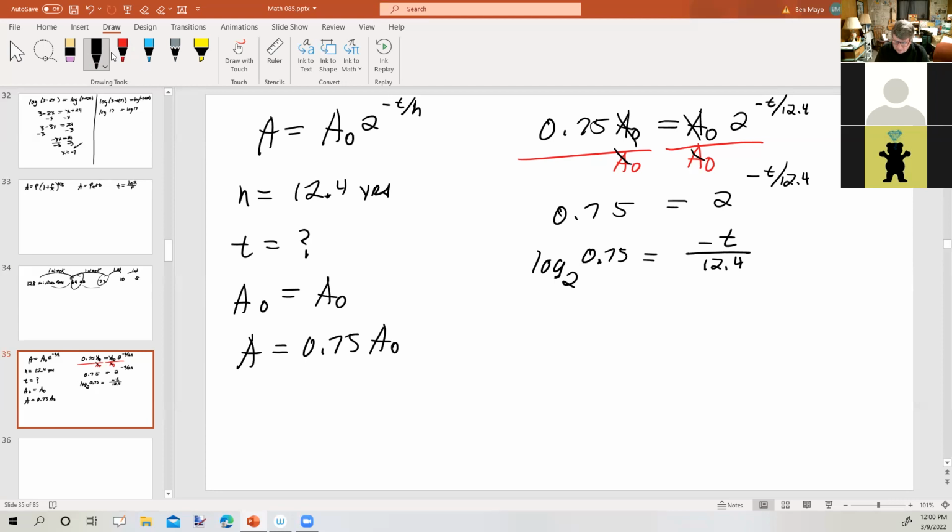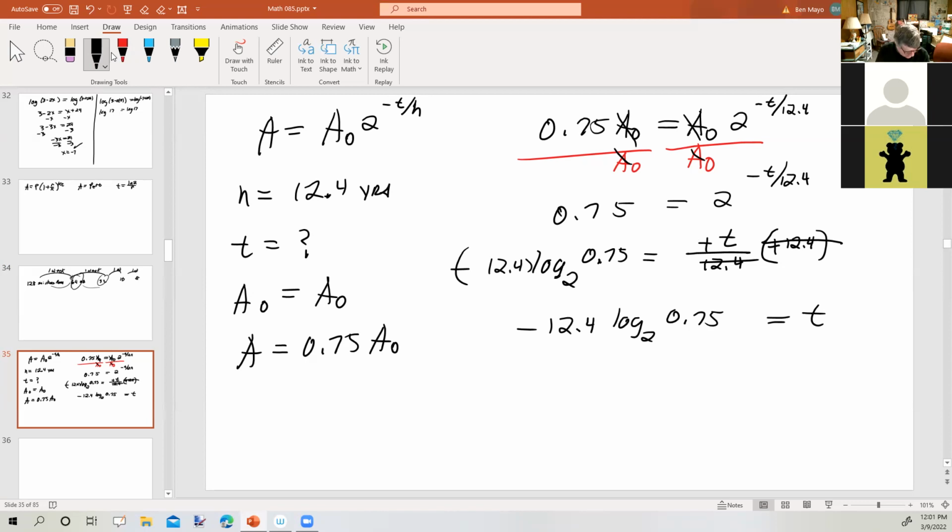Okay. Now, to isolate t, I'll multiply both sides. Well, if I multiplied by 12.4, I'd get rid of the denominator, but I still have a negative in the numerator. So why don't we get rid of it all at once by multiplying both sides by negative 12.4. On the right side, negative times negative is positive. The 12.4 is reduced out, and I have t. On the left side, I have negative 12.4 log base 2 of 0.75. So I've solved for t.